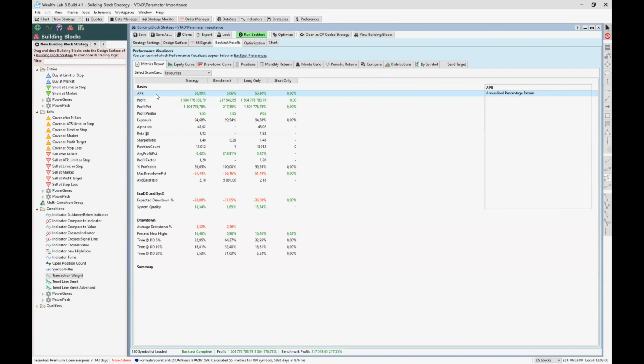Is this real? 50%? I don't know. But let's stick to the facts. 50% annualized percentage return. This is a simple end of day trading system. But is this now real or is it fake?